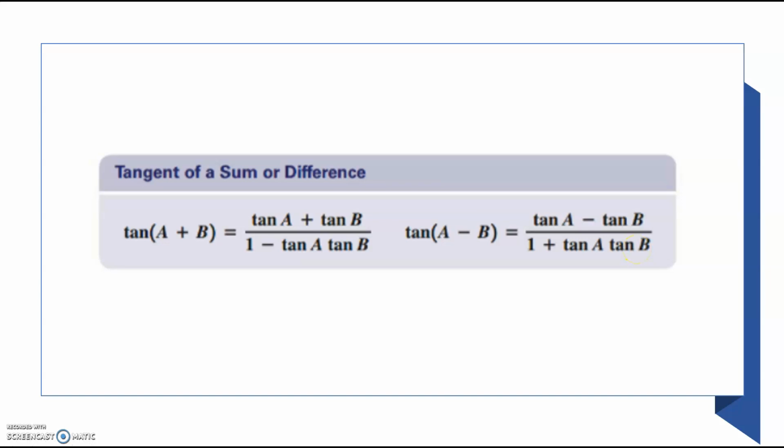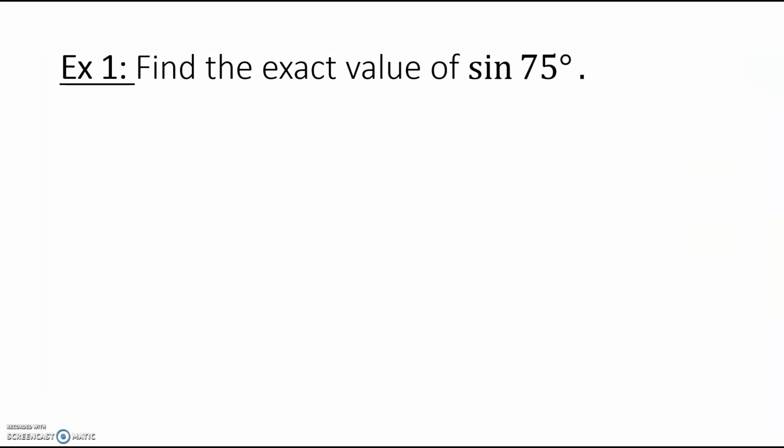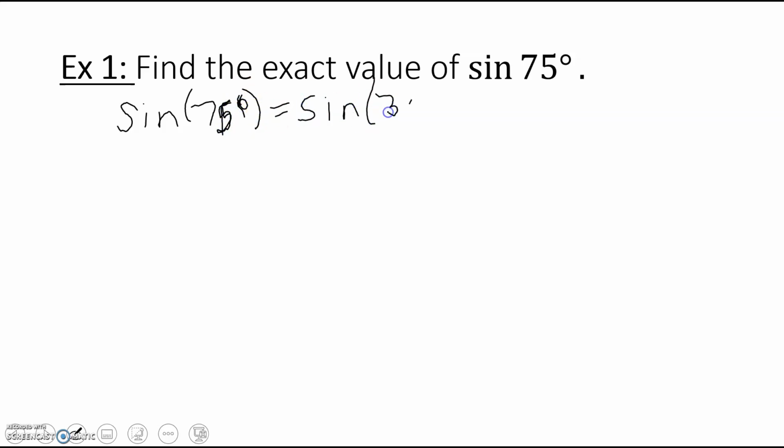So now let's look at some examples involving these identities. We want to find the exact value of sine of 75 degrees. And again, these identities are good for finding the exact value because we can use our special angles. So I know that sine of 75 degrees is the same as sine of 30 degrees plus 45 degrees.